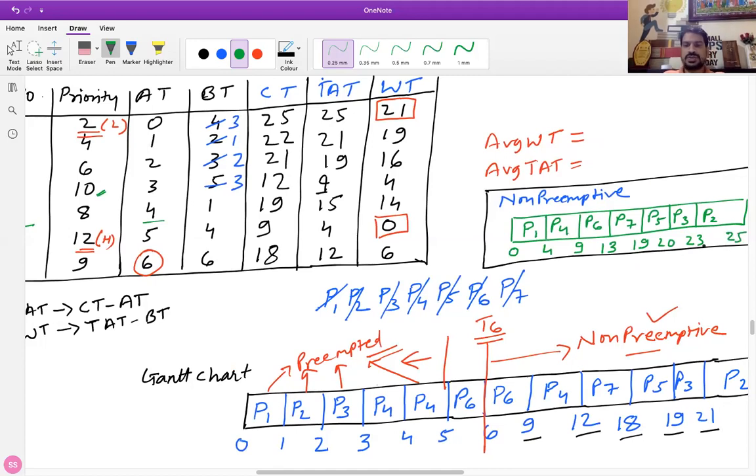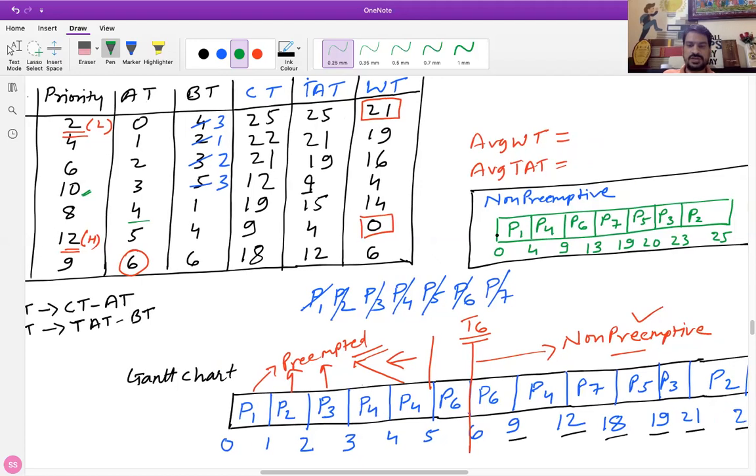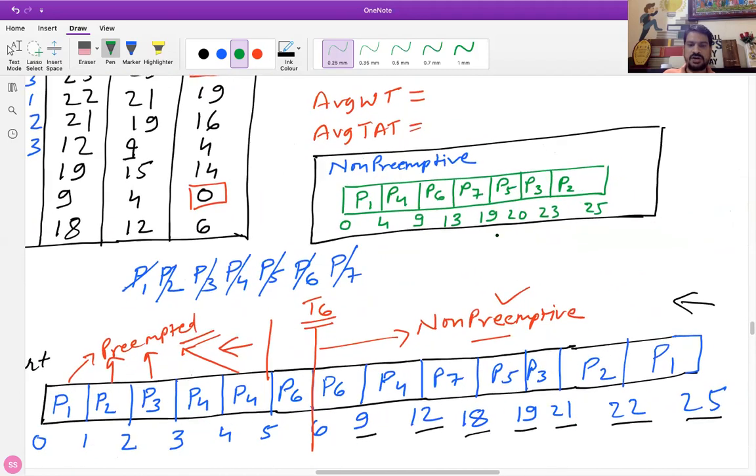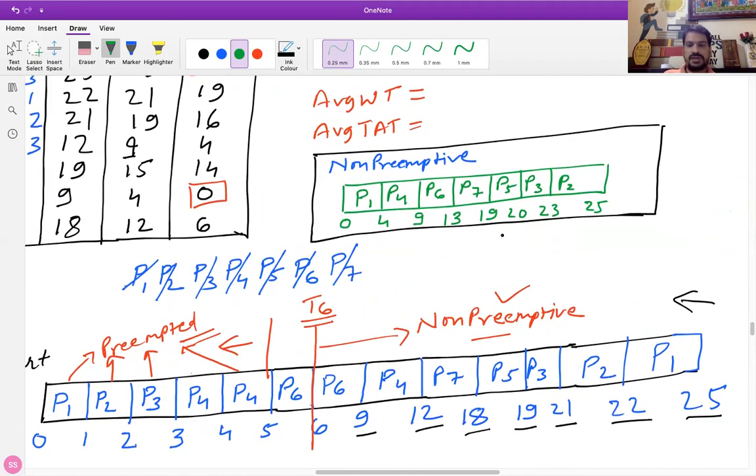Right? So you see the Gantt charts of these two types of algorithm. This is the Gantt chart of preemptive and this is the Gantt chart of non-preemptive. See, when a process gets the CPU, it never comes out. It will execute itself, then only the other processes which are available at that particular time will get the chance for execution. In that way it will be done.